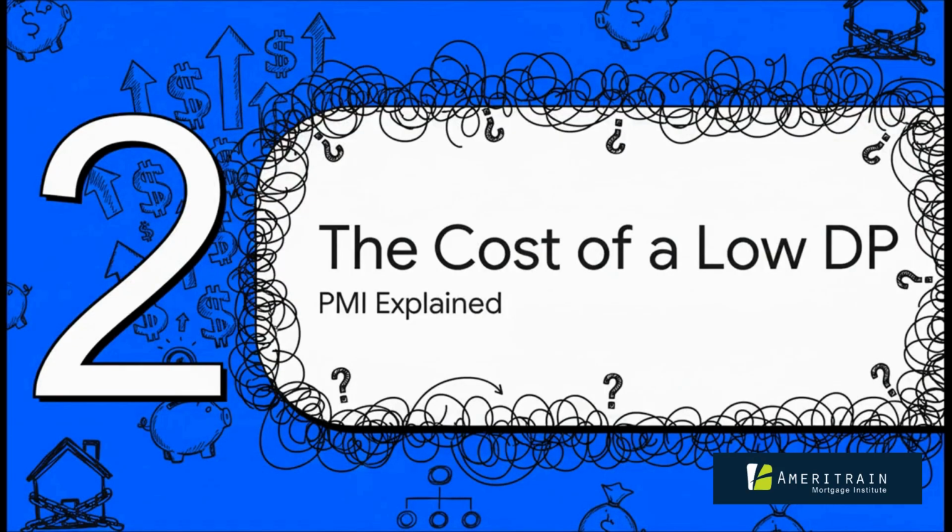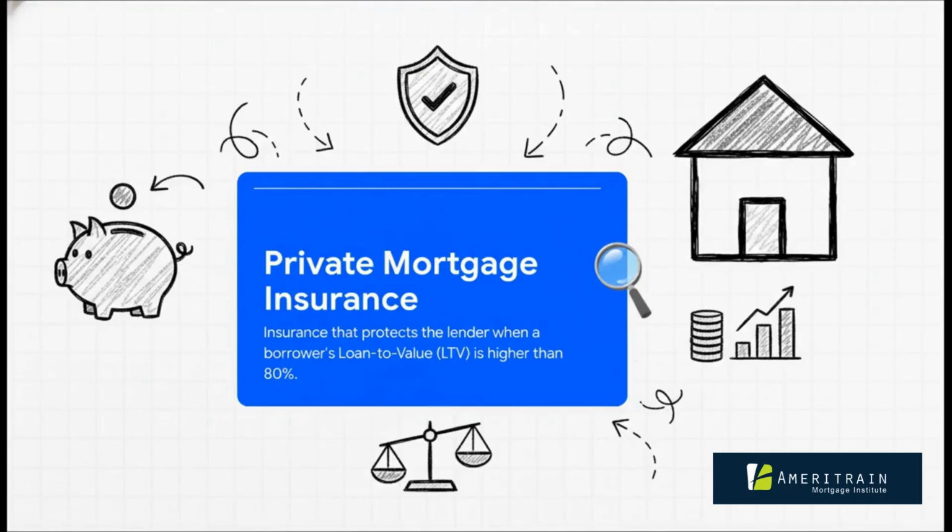Okay, let's tackle a topic that honestly confuses and frustrates a lot of borrowers: private mortgage insurance, or PMI. Your ability to explain this clearly is a total game changer. Your job here is to make this super simple. You tell them, look, PMI isn't for you. It's an insurance policy that protects the lender just in case you stop paying. It's required anytime the LTV is over 80%, because from the lender's point of view, they're taking on more risk.